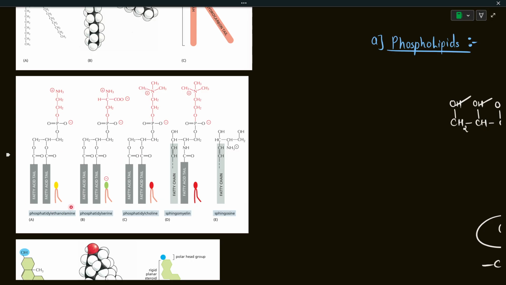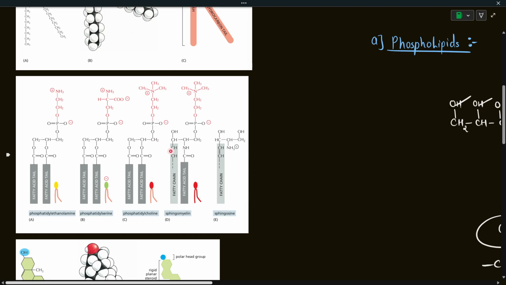So phosphatidylethanolamine is a phospholipid, so it has a phosphate group and the ethanolamine group, a glycerol backbone, and two fatty acid chains, right? The phosphatidylserine has a glycerol backbone, a phosphate group, the serine molecule, the serine amino acid, and two fatty acid tails. Then phosphatidylcholine again has a phosphate group and a glycerol backbone to which two fatty acid chains are attached, and there will be a choline moiety linked to the phosphate group.